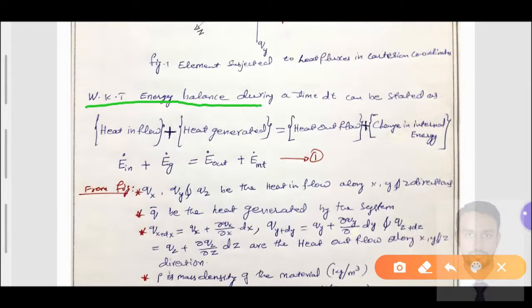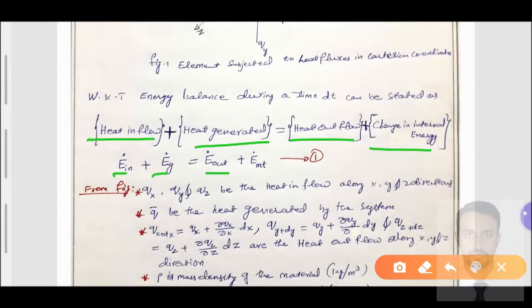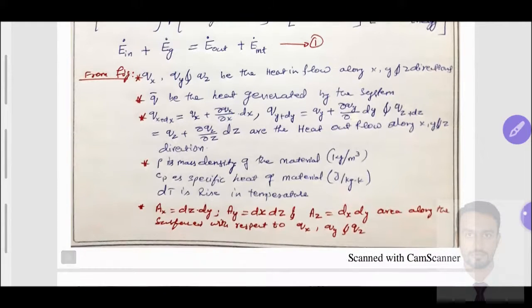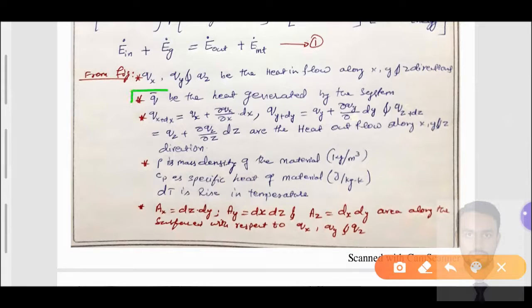We know that the energy balance during time dt can be stated as: heat inflow plus heat generated is equal to heat outflow plus change in internal energy. That is, E dot in plus E dot G is equal to E dot out plus E dot stored, the energy balance equation we have learned, based on the law of conservation of energy, where q of x, q of y, q of z are the heat inflow along the x, y, z directions.